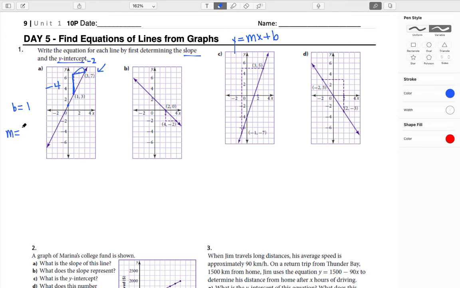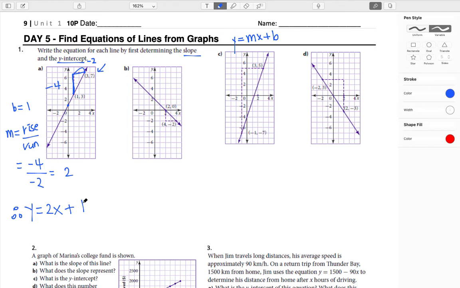So slope is, again, rise over run. So rise, meaning going down 4, and run, I'm going left 2. So when I divide -4 by -2, you get negative becomes positive, so it's 2. So therefore, y is equal to 2x plus 1.